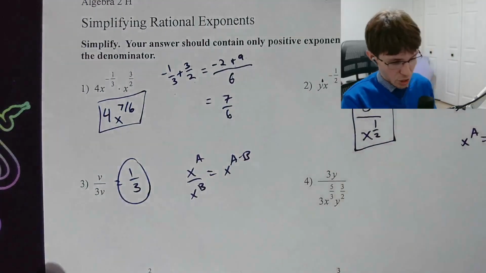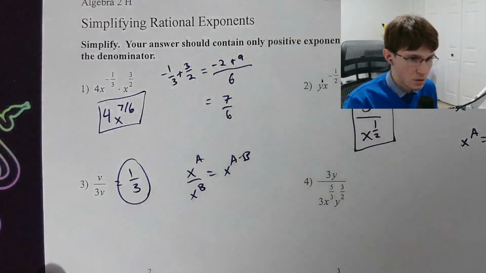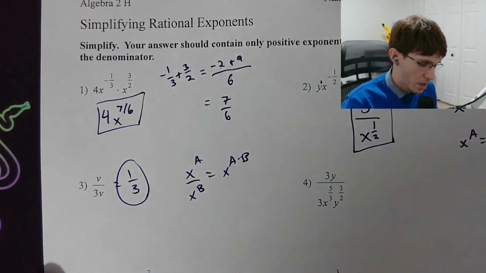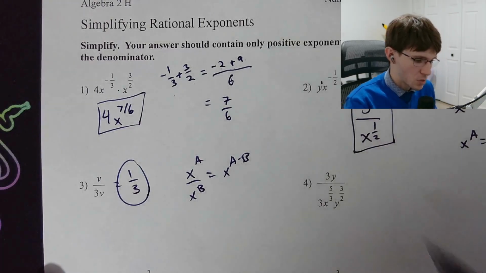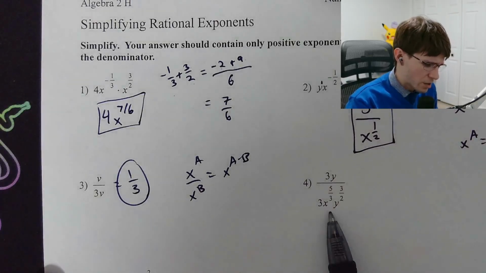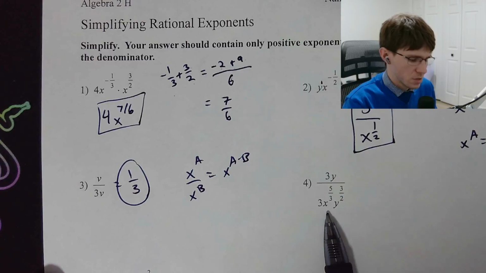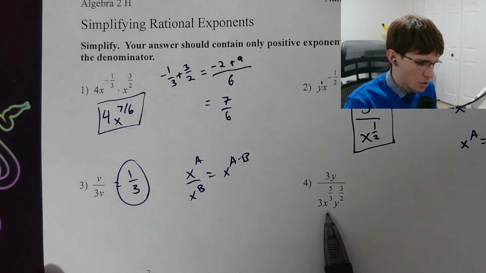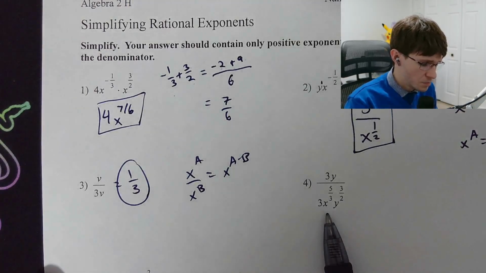In this question, the 3's cancel out. Okay, so the 3's are gone. There are no 3's in front. 3 divided by 3 is nothing. However, we do need to worry about these y's here. So the x on the bottom is going to stay there because we said positive exponents, but it said no fractional exponents in the denominator. So we actually can't just leave that alone.